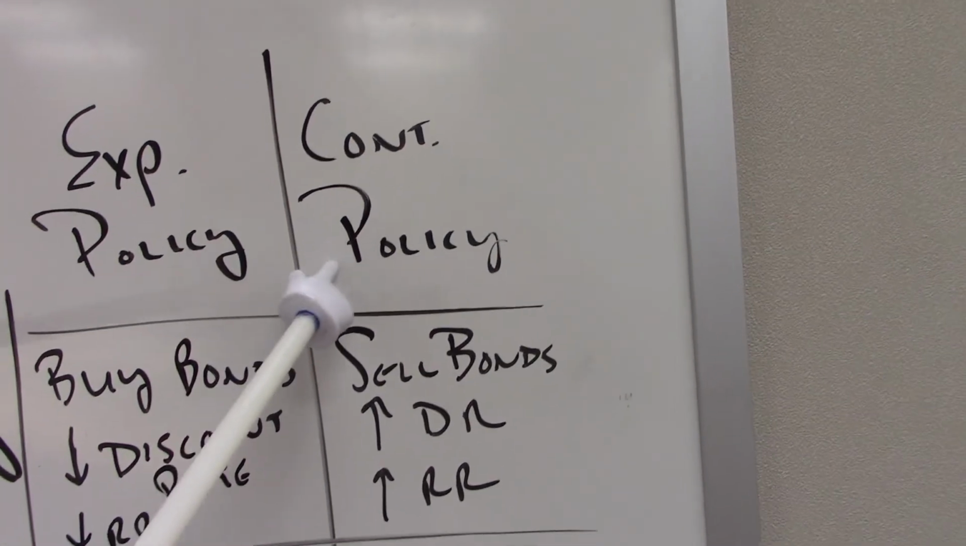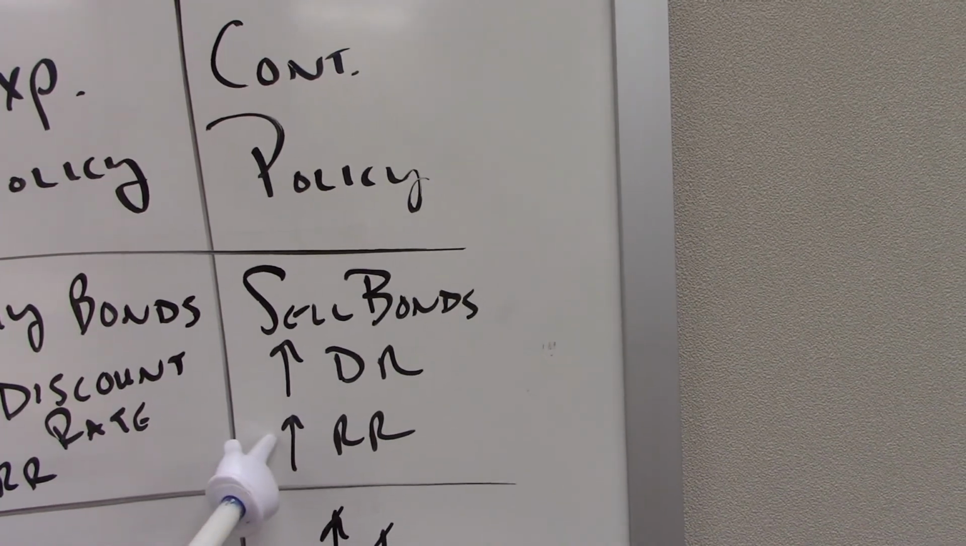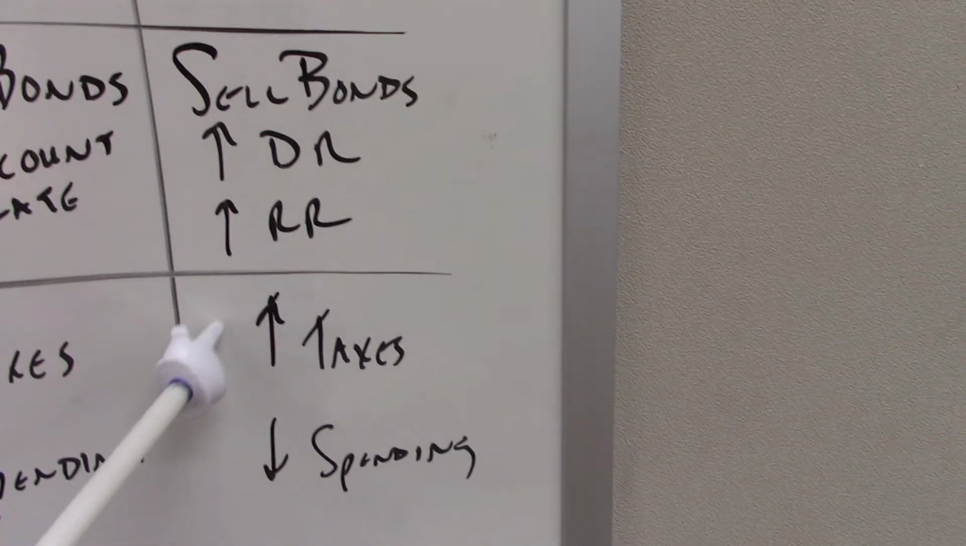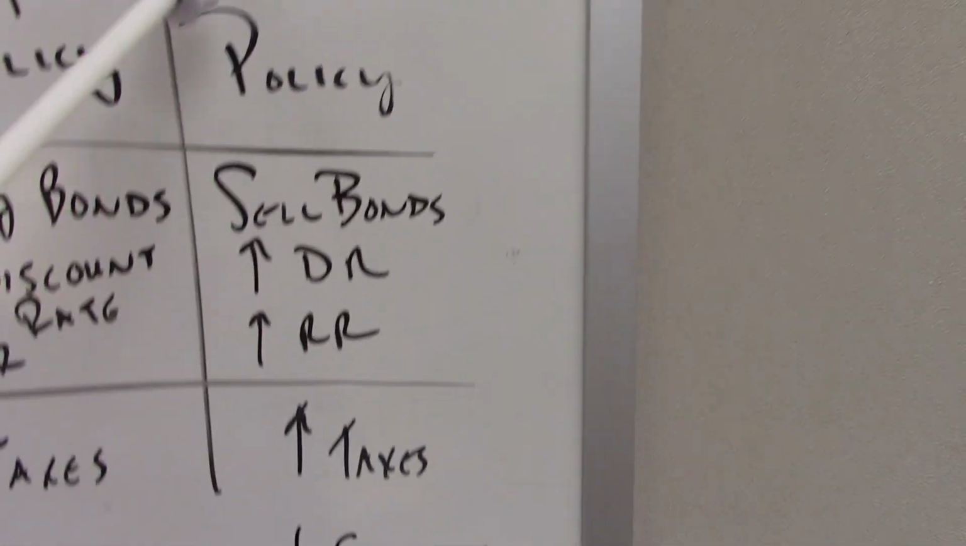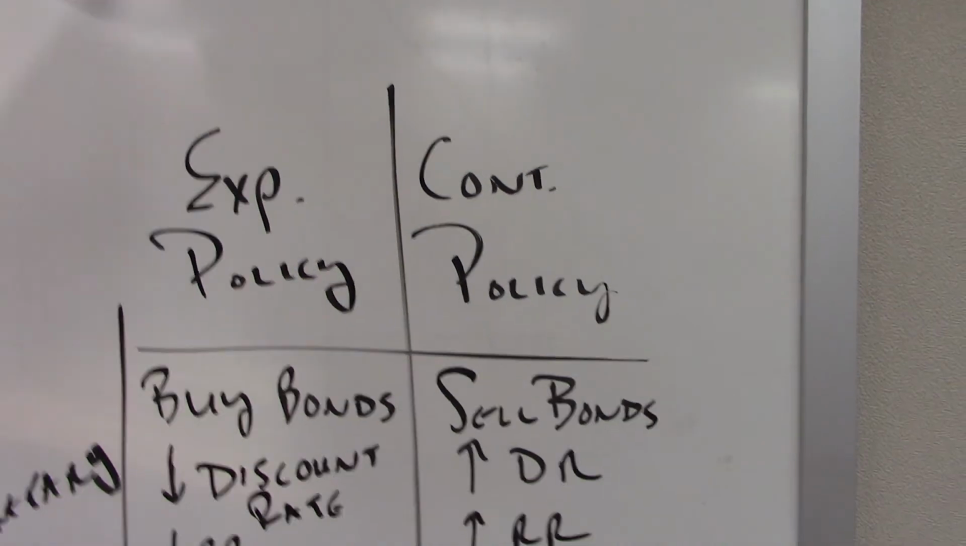Monetary, if they want to contract the economy because it's going too fast, they're going to sell bonds, raise the discount rate, raise the requirement, and the government's going to raise taxes and lower spending. So contractionary policy is to take money out of the economy. Expansionary is to get money into the economy.